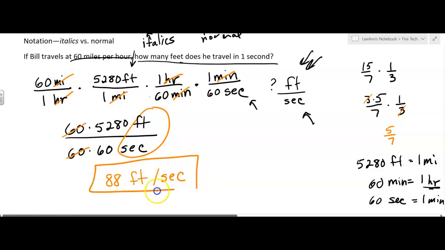And maybe you're saying, well, why would I want to know feet per second? Sometimes, in physics, they might have a formula where you want it in feet per second, or there might be another reason. So now you know that if somebody's going 60 miles an hour, they're traveling 88 feet in 1 second, or 88 feet per second.